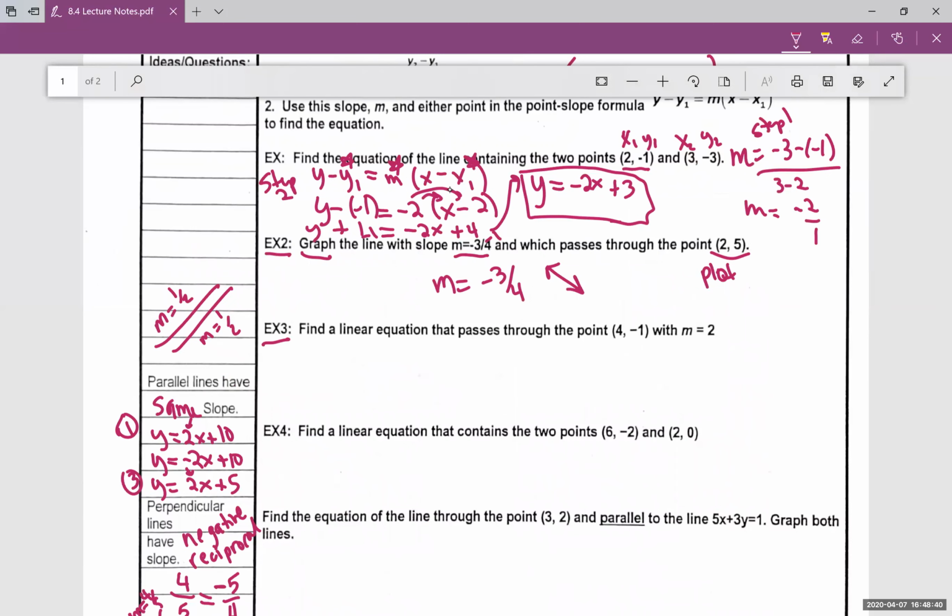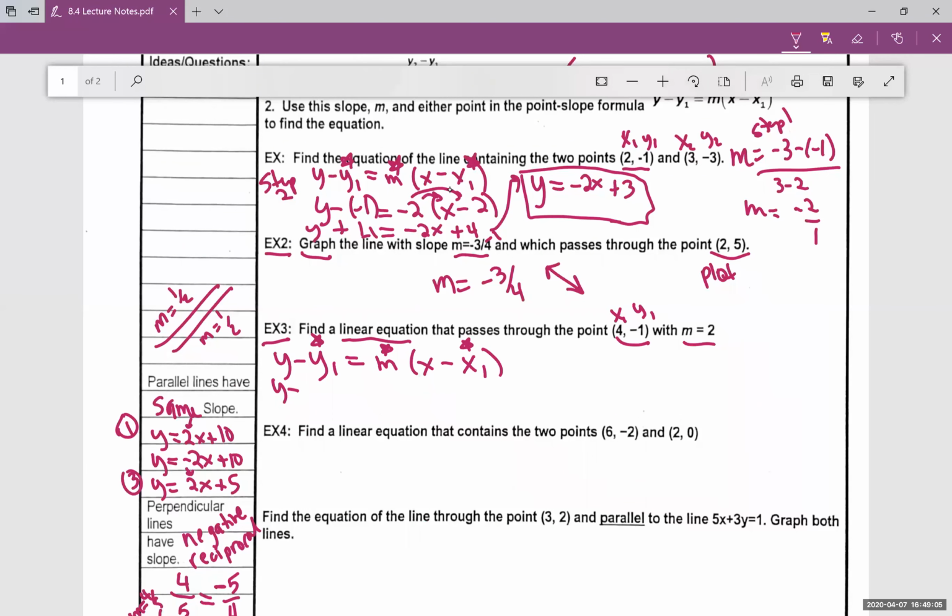Example 3. Find a linear equation. So we have to find the equation this time. It passes through this point, and we're given the slope m equals 2. So let's do this. y minus y1 equals m times x minus x1. Okay. We are going to replace y1, we're going to replace m. Okay, and this is our x1, this is our y1. Okay, let's do our substitutions.